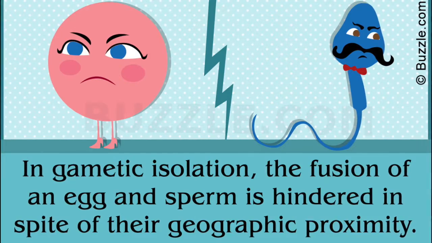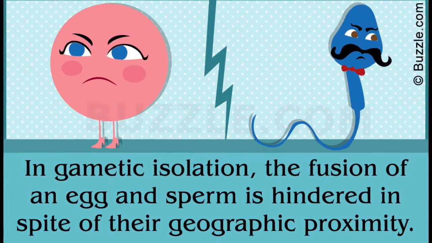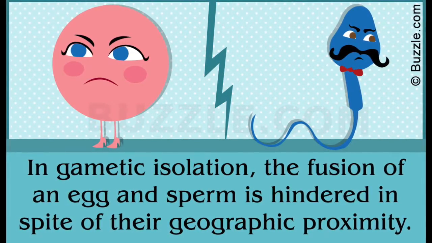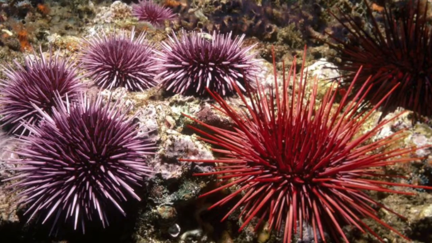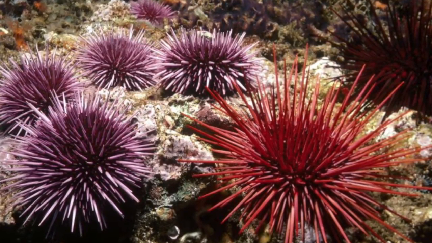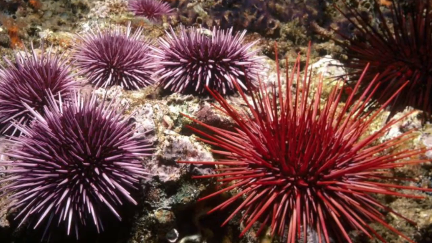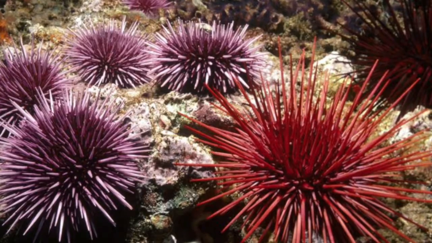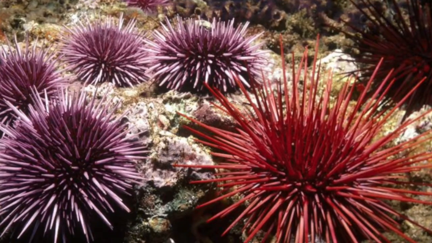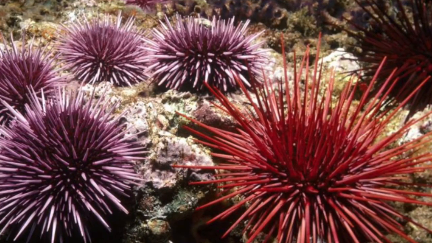Gametic isolation is when the sperm and egg of the two species are chemically incompatible and cannot fuse to form a zygote. An example of this is the red sea urchin and the purple sea urchin. They both are in the same geographic range and release their gametes at the same time. However, since they are genetically incompatible, the eggs of the purple sea urchin are not fertilized by the red sea urchin. Now, here are some examples of post-zygotic barriers.